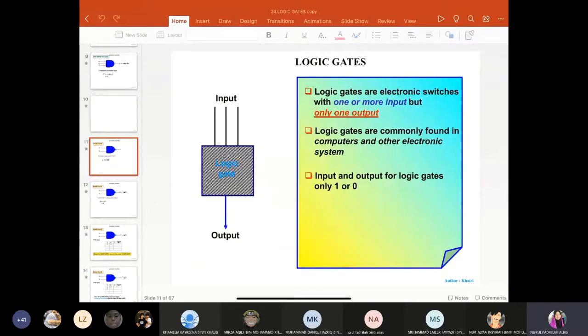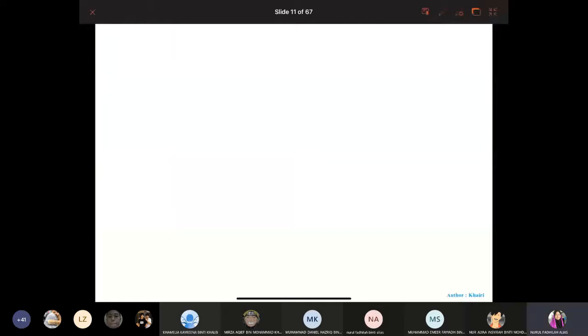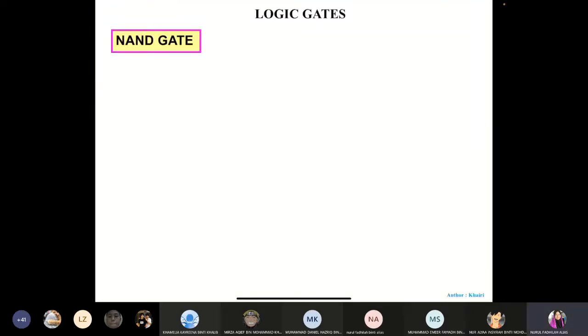Okay, next. So this is NAND. NAND is what we do. First, we do the AND process. Next, after AND, we NOT-kan dia. That's why lah kita dapat NAND. We do AND and then we NOT-kan.